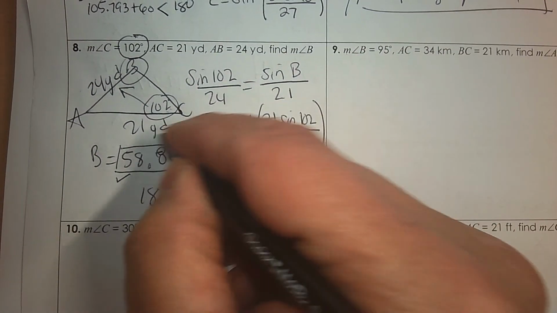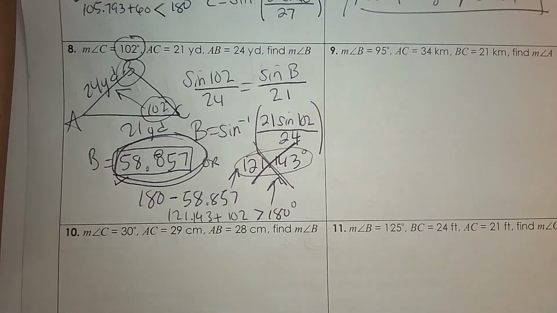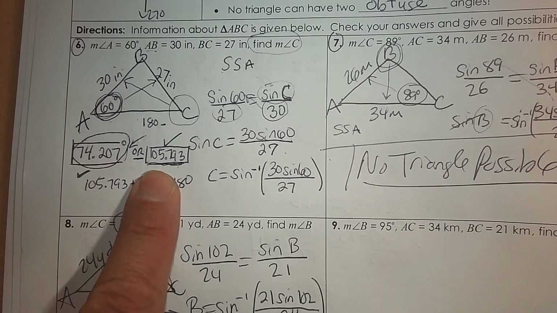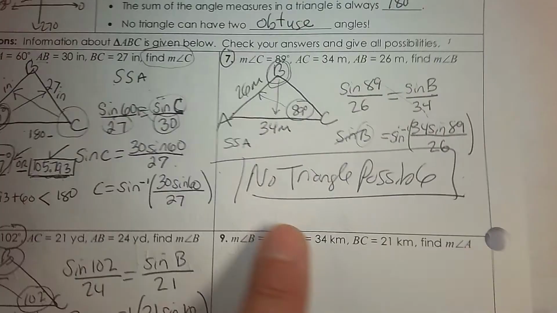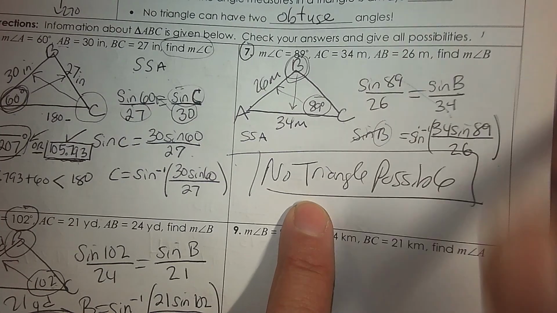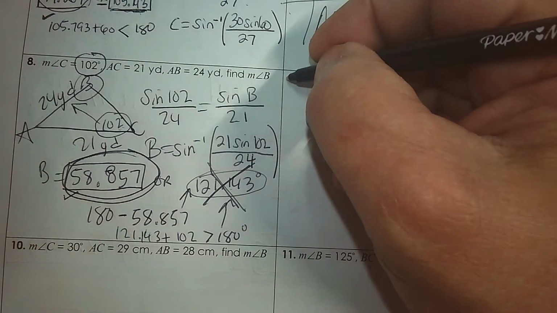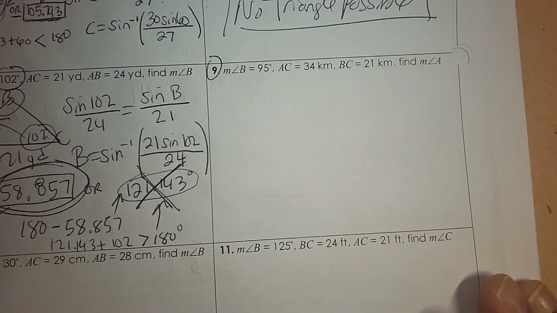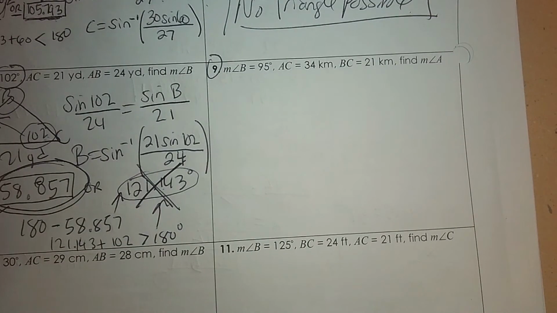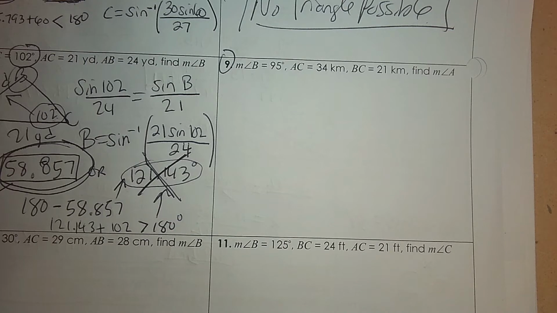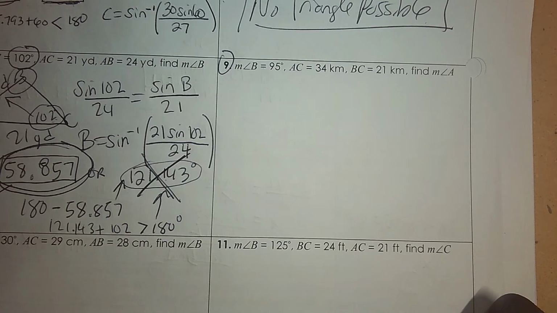How many triangles are possible? So in question number 6, how many triangles were possible? 2. In number 7, no triangle possible. And in number 8, 1 triangle. All right, try number 9. We get better and stronger by practicing. I need to know that you can draw a triangle ABC and label it. The more we do the law of sines, the easier it's going to be.